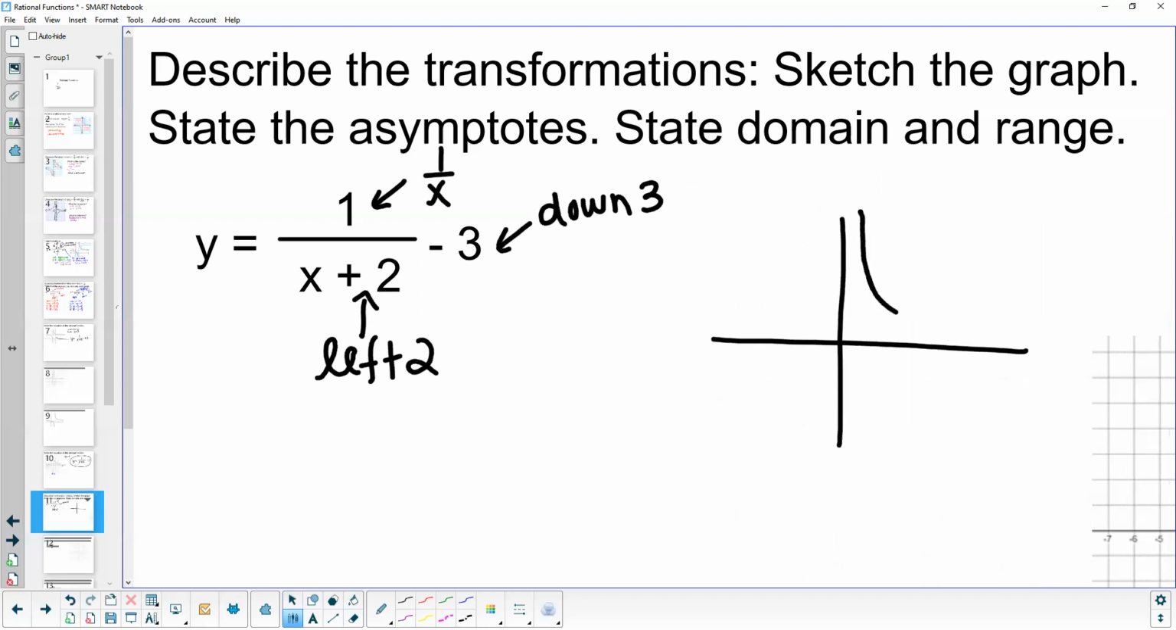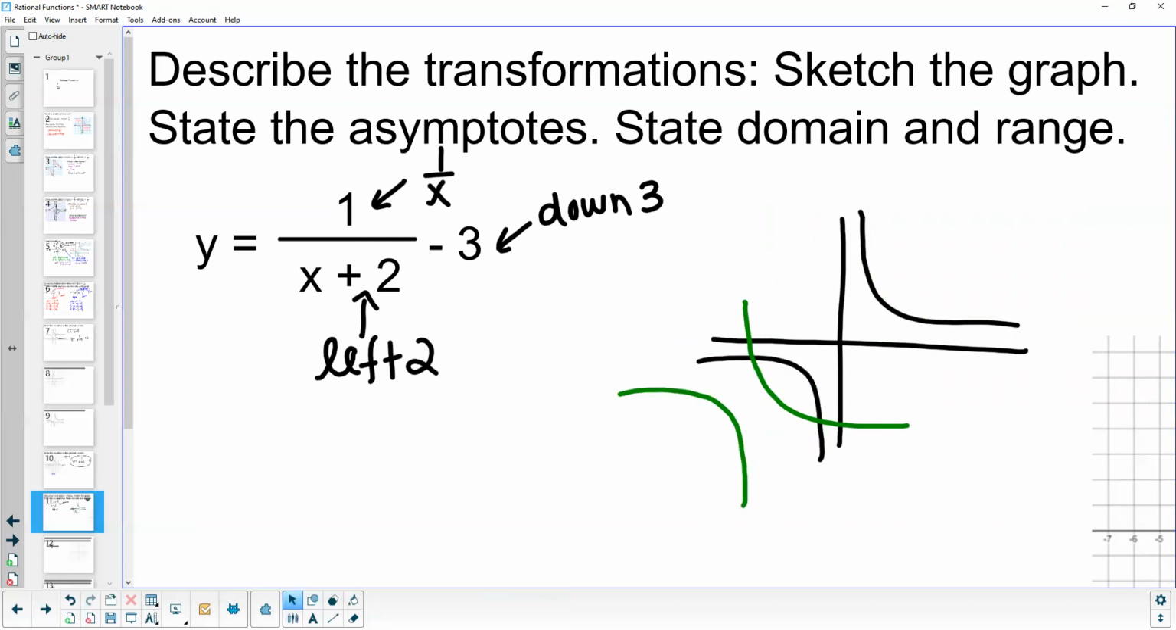So our original one looks like this. Now, what does our new one do? Well, our new one goes to the left 2. So if I were to trace along this line, it's going to go to the left 2, 1, 2, and it's going to go down 3, 1, 2, 3. Okay, then similarly, we're going to have to trace this line and see what this line does. So it's going to go to the left 2, 1, 2, and down, 1, 2, 3. And so this is where our new line is.